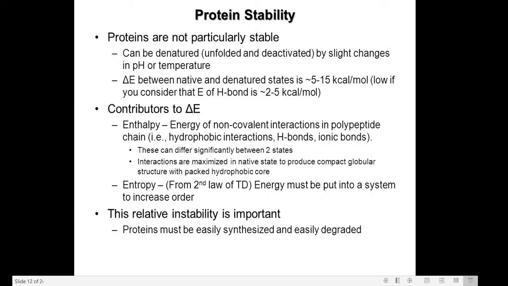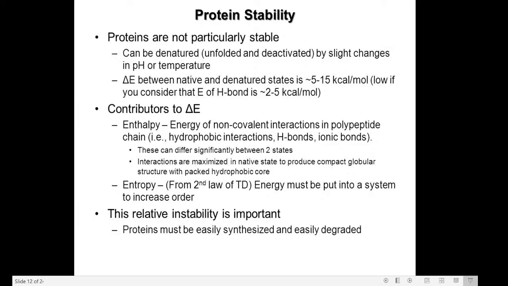How is this energy calculated? This energy is calculated based on the enthalpy. Enthalpy is the energy of non-covalent interaction between the peptide chains. The peptide chains between the amino acids help to form the protein structure. How much energy is required for the protein structure? This protein structure is formed by hydrophobic interaction, hydrogen bonds and ionic interaction. These various bonds require some energy for binding. That energy is called delta E.